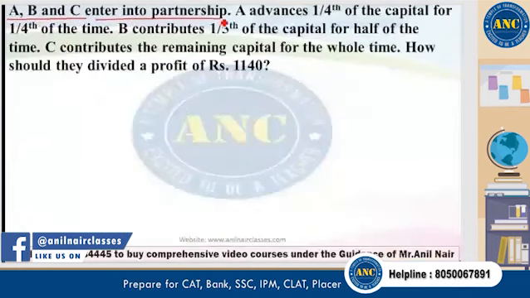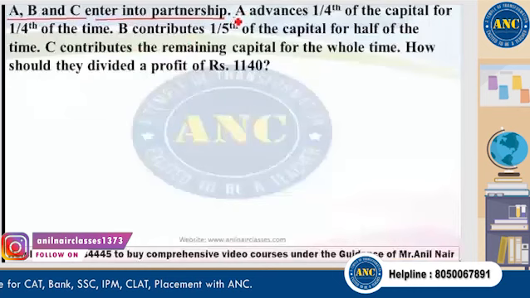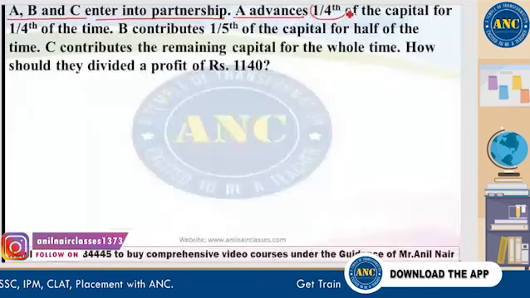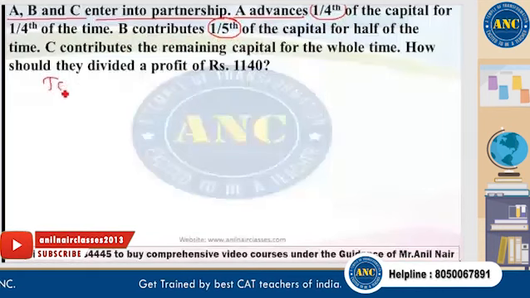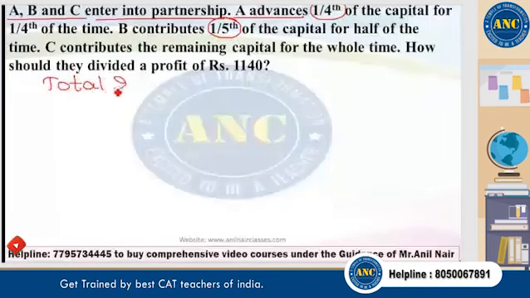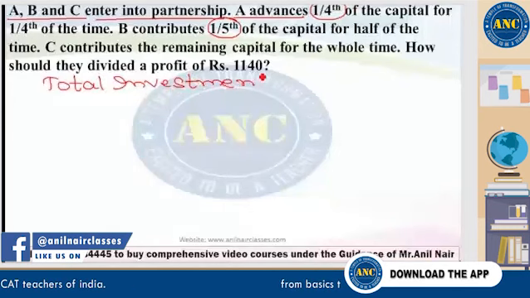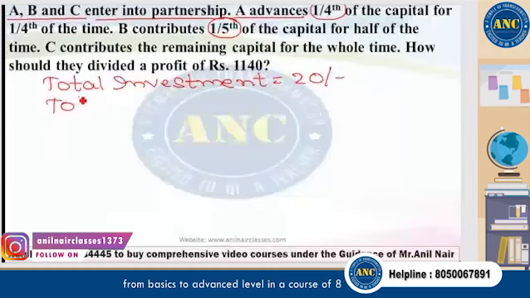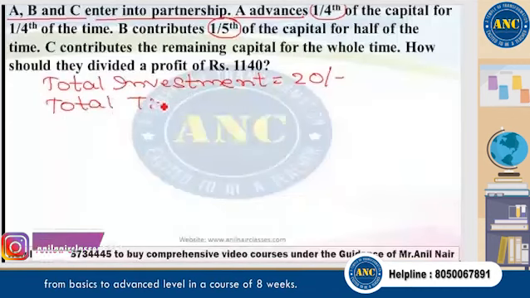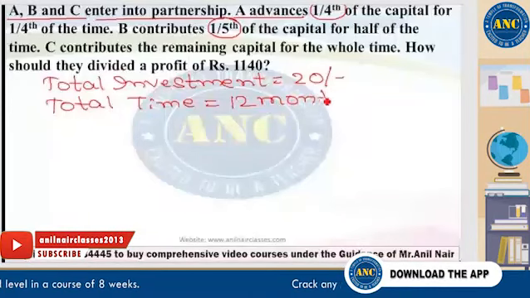A, B, C enter into partnership. That means there are 3 people, A, B and C. A advances 1/4 of the capital and B contributes 1/5 of the capital. 1 by 4, 1 by 5. The LCM of 4 and 5 is 20. So I will assume the LCM as the total investment, totally investing 20 rupees. Total time period I will take as 12 months.